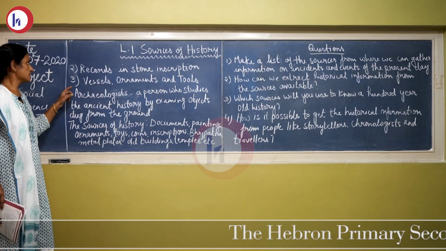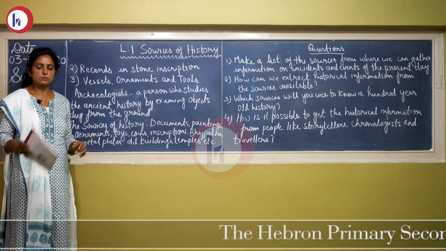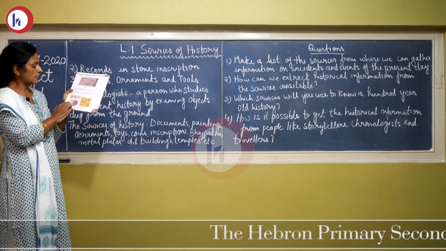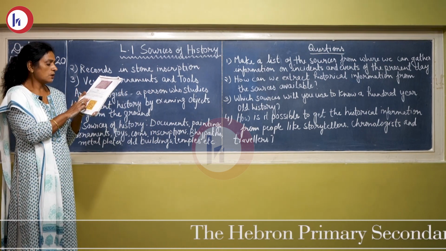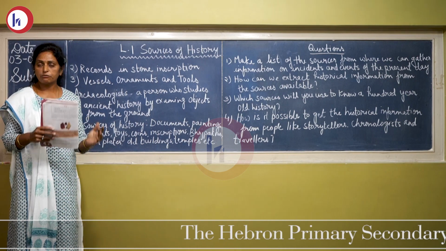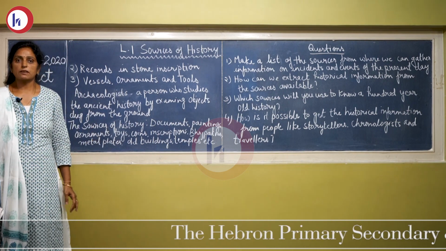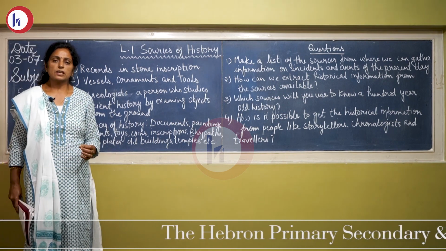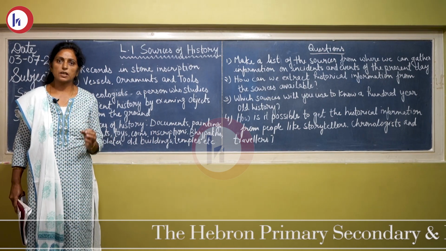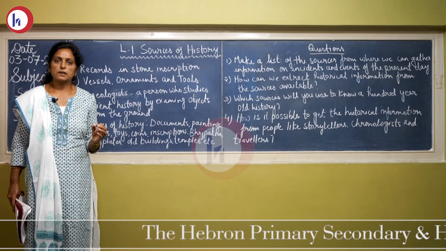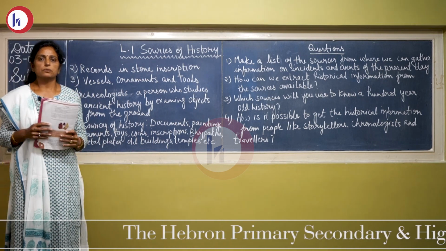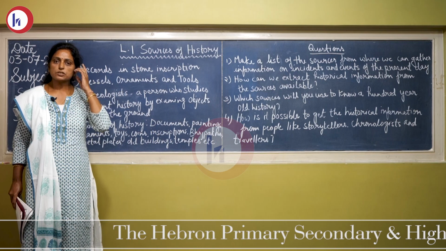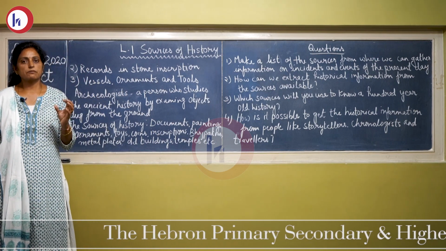Now the third point is vessels, ornaments and tools. As you see in this picture, there are vessels, ornaments and tools. These were found during the time of excavation. What do you mean by excavation? Excavation is the process of digging, especially when something is removed from the ground. Archaeologists use excavation to find artifacts and fossils.